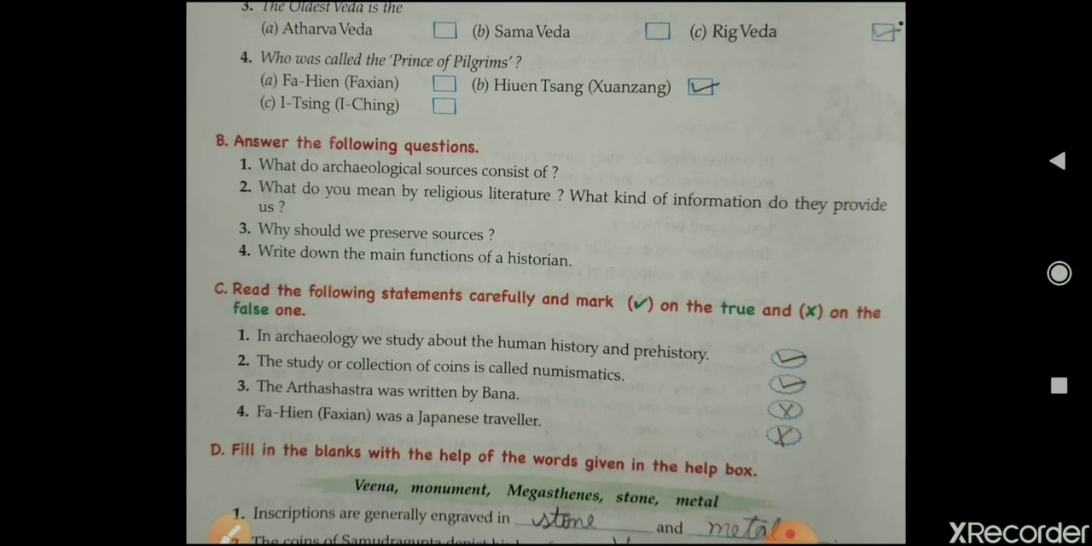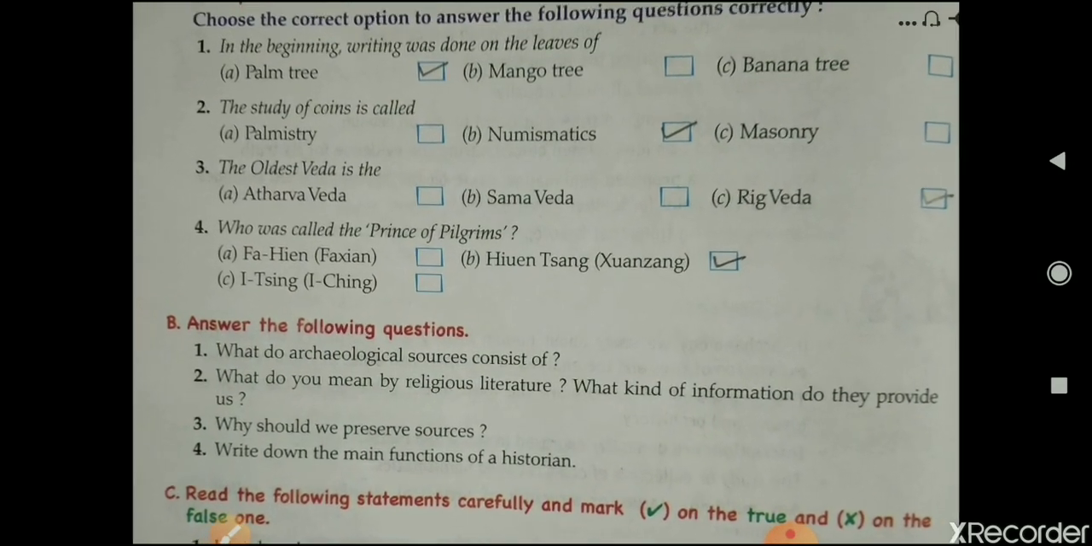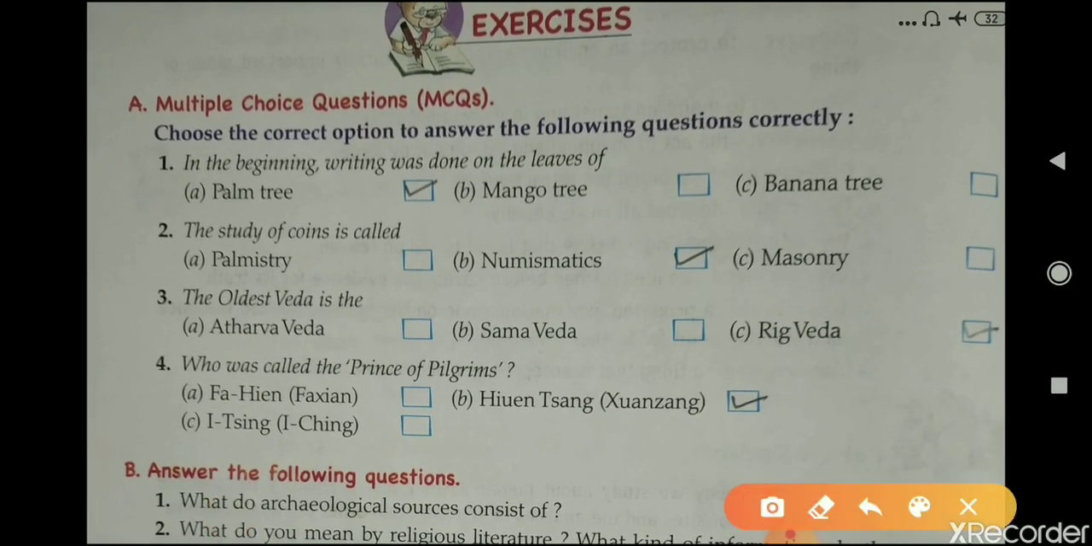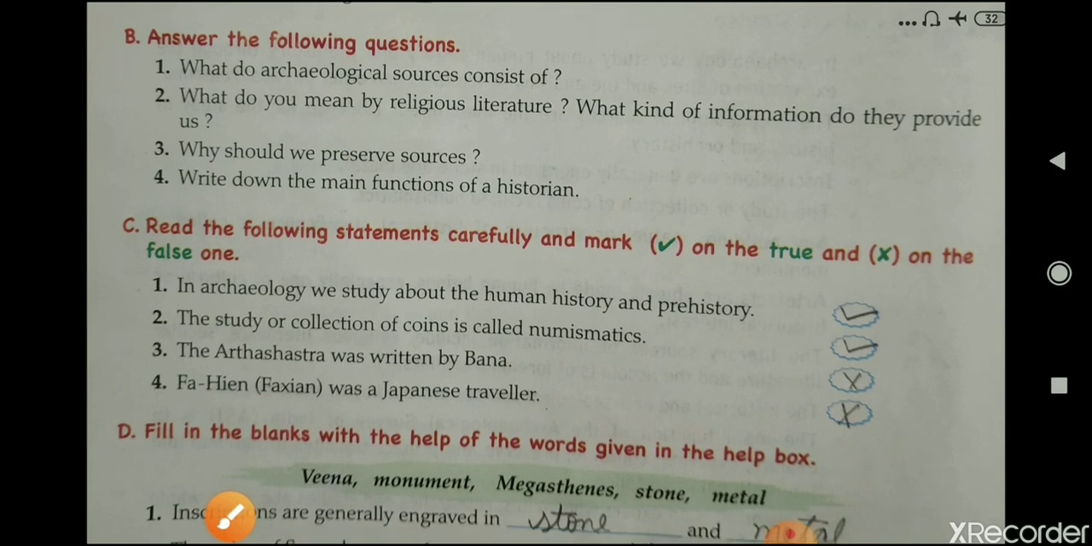Now the exercise part of lesson number 2. First exercise is multiple choice question. Tick the correct option. First one is, in the beginning writing was done on the leaves of palm tree. Then the study of coins is called numismatics. Third, the oldest Veda is the Rig Veda. And fourth one is, who was called the Prince of Pilgrims? That is Xuanzang.